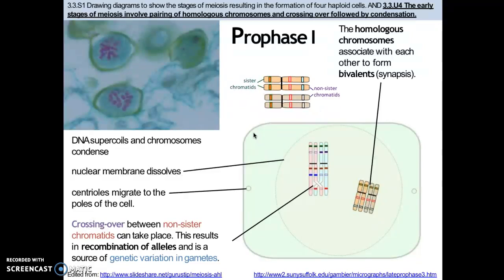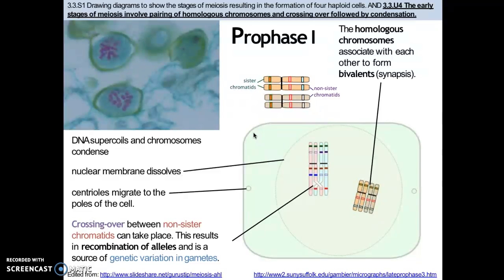So in prophase 1, the homologous chromosomes that are associated with each other get together to form bivalents, or synapses. Synapsis is singular, synapses is plural. So bivalents are basically homologous chromosomes, all right? So the DNA is going to supercoil, the chromosomes are going to condense, the nuclear membrane is going to dissolve, centrioles are going to migrate to the poles of the cell, and crossing over between non-sister chromatids is going to take place during prophase 1.